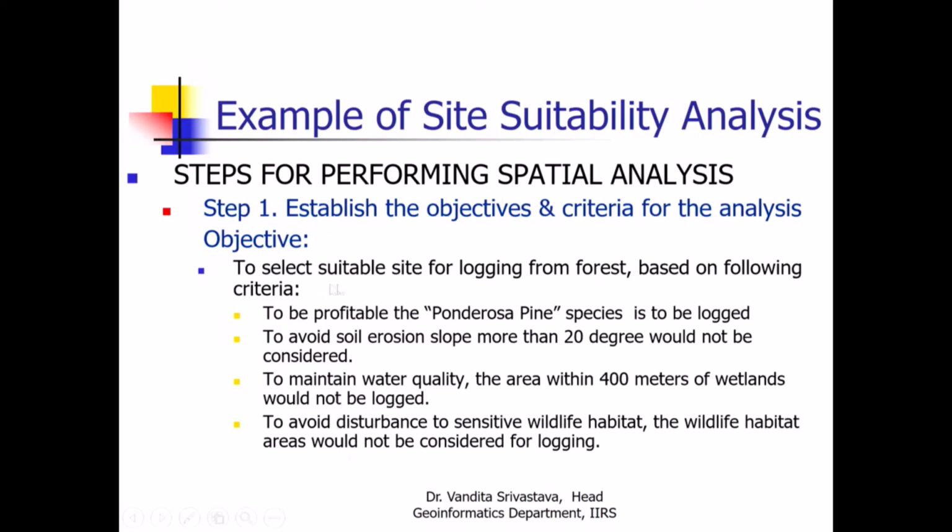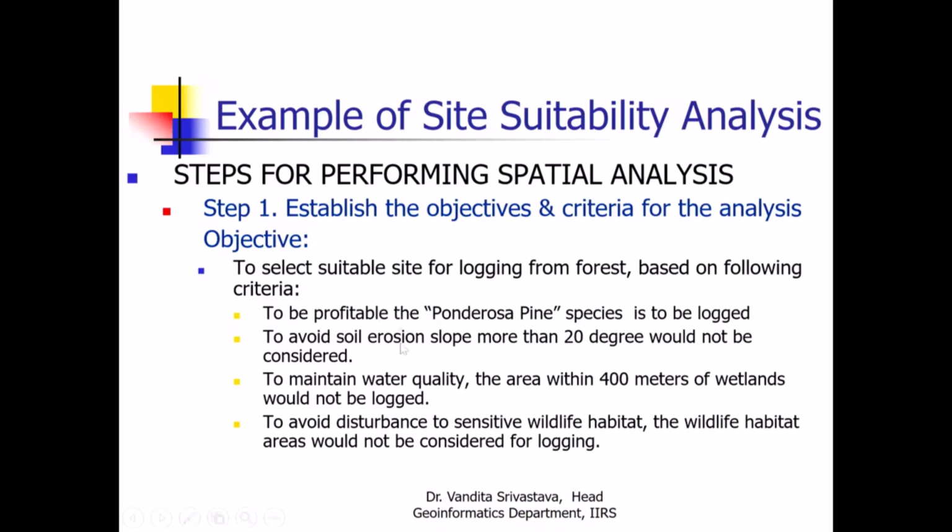Now, if these are our 4 criteria, then what is the next step? It is to select the right parameters for integration. So let us go one by one for each step. To be profitable, ponderosa pine species is to be logged. Now where do I get this information? I get it in a vegetation map. So I require a vegetation map to process this criteria.